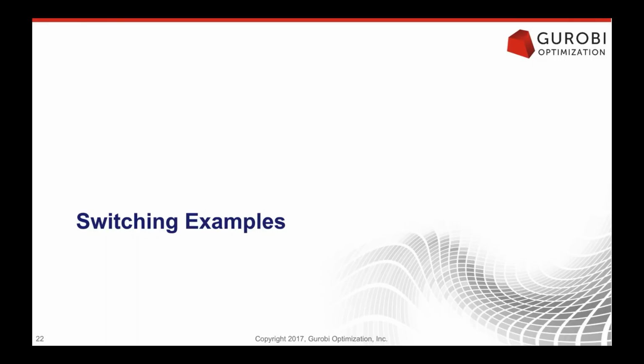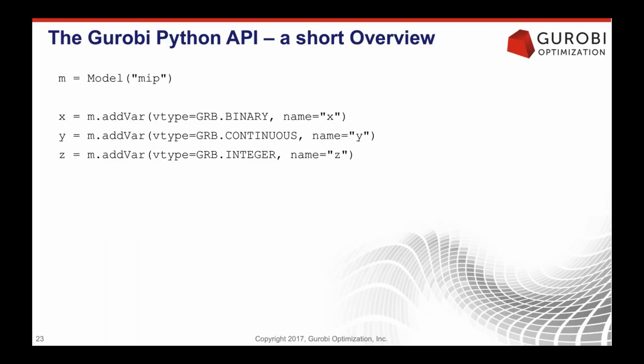So now we come to the switching examples part. Before I show different examples for the different solvers and the modeling frameworks, let me give you a short introduction into our Python API. We really love our Python API, and this is why I am showing it here. We also have APIs for other programming languages, but it would take quite a lot of time to show you all of the APIs, so I'm concentrating on Python here.